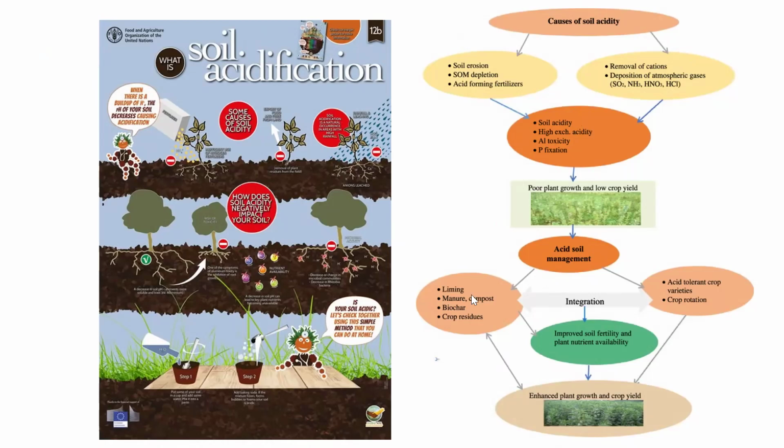Soil acidity is managed mainly by the application of lime, manure, compost, biochar, crop residues, by growing acid-tolerant varieties, and crop rotation, and integration of soil fertility and plant nutrient availability. When these things are integrated, there is a good amount of soil fertility and plant nutrients are easily available. Thereby, good plant growth and yield is enhanced in the crops.